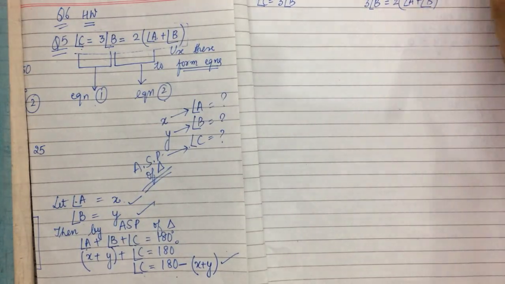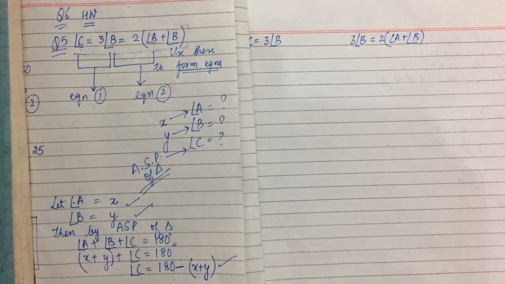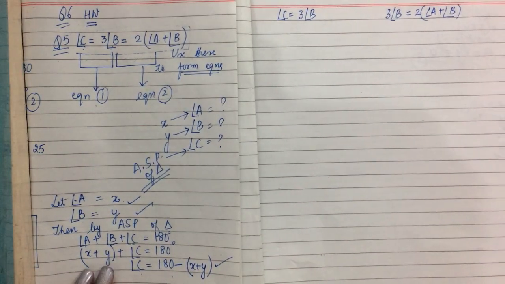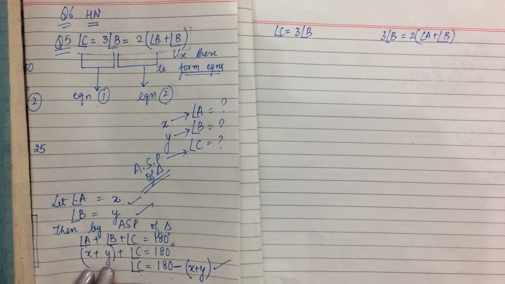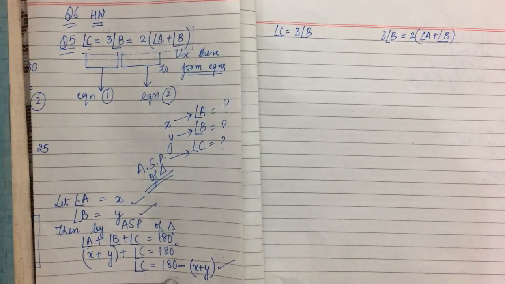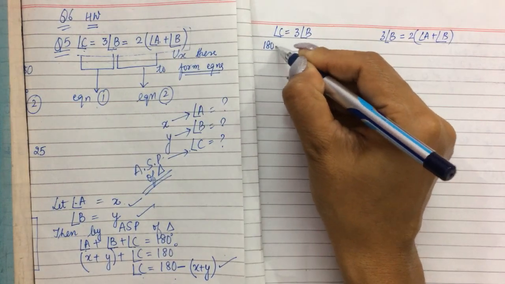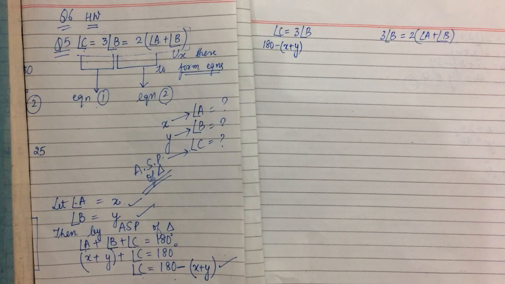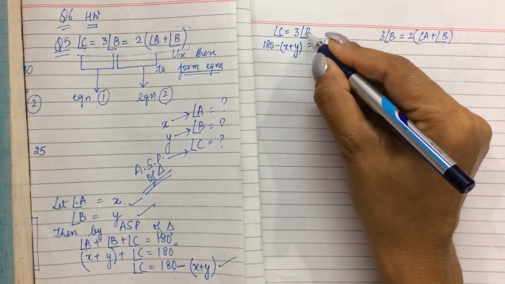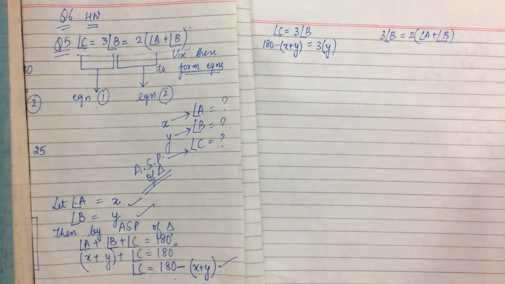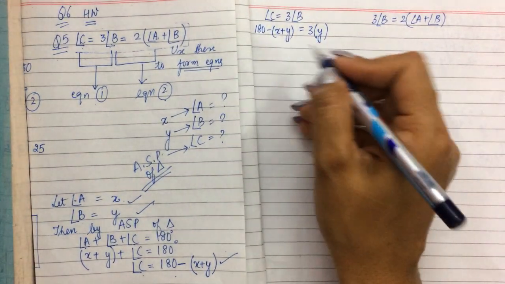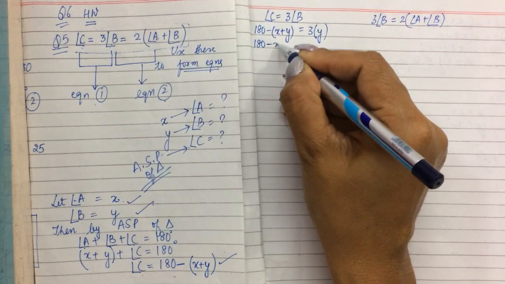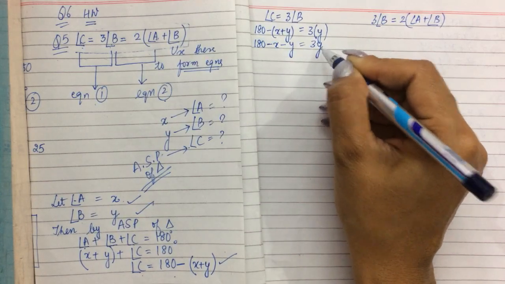Let's use the values of angle C and B over here. So angle C is 180 degrees minus x plus y, obtained using the angle sum property, equals 3 multiplied with the value of B. B is assumed as y. Let's simplify. We will have 180 degrees minus x minus y equals 3y.